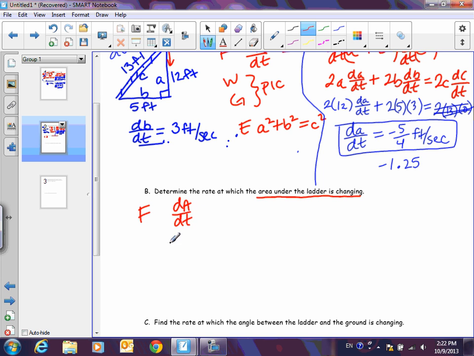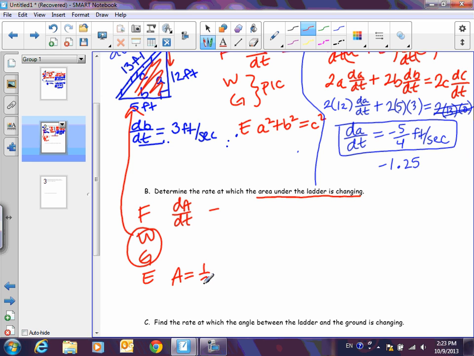Now, I haven't talked about area yet. This is still going to come from the picture. But what's my equation now? 1/2 base times height, because we're talking about a triangle. Okay? Eventually, what will the area become as this ladder slides? 0. Okay, but in the meantime, do you think it's going to increase or decrease? It's got to decrease, right? So my answer is going to be negative on this one as well.